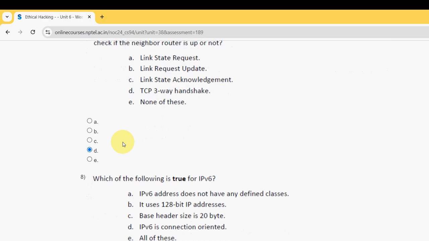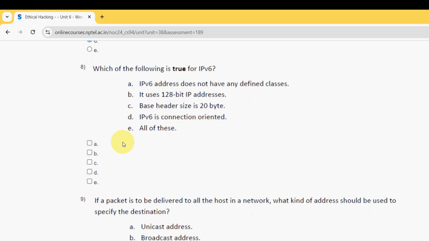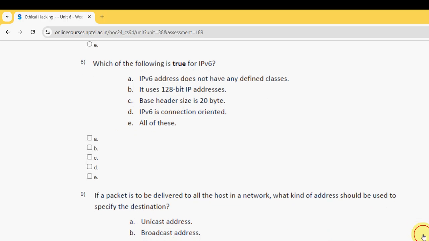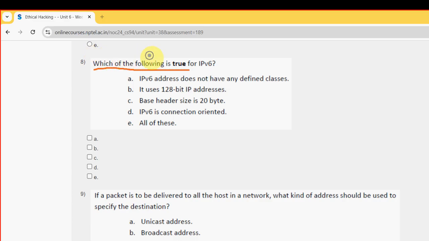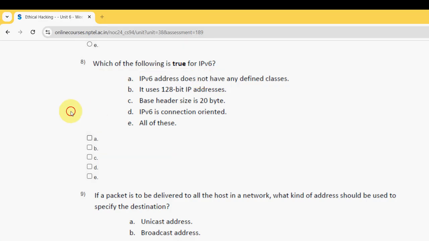Next, eighth question. Which of the following is true for IPv6? So for eighth question, I have got two probable solutions. The first one is option A. IPv6 address does not have any defined classes. And option B, it uses 128-bit IP addresses. So mark option A and B.